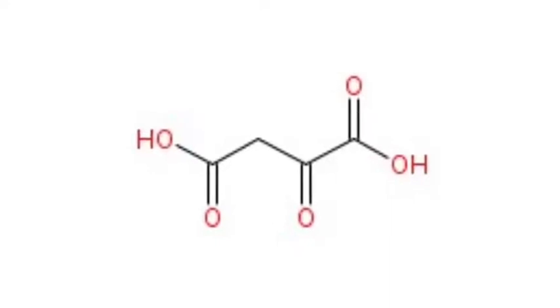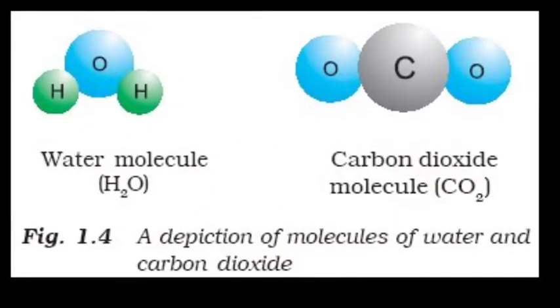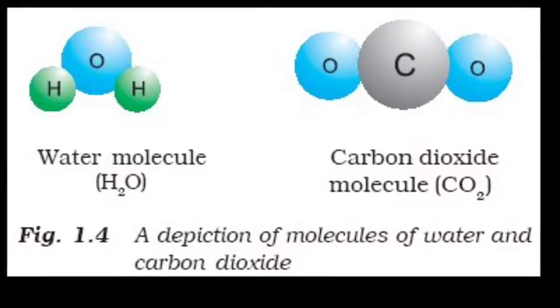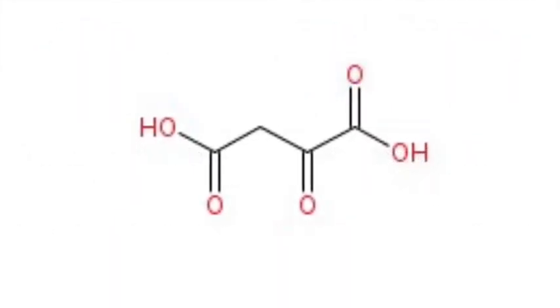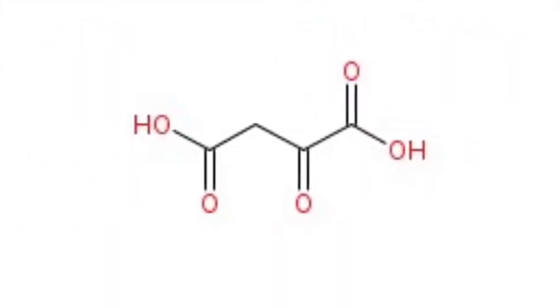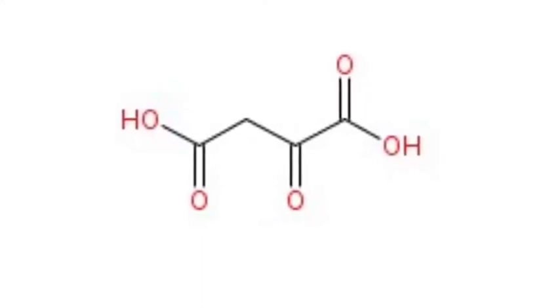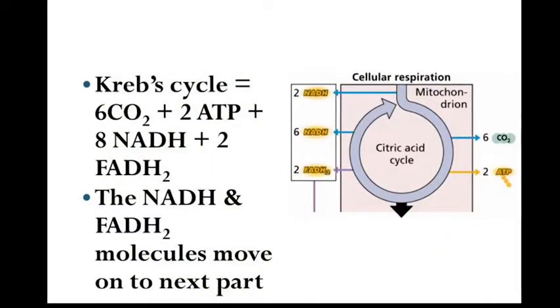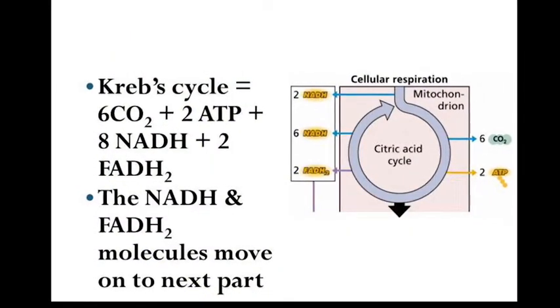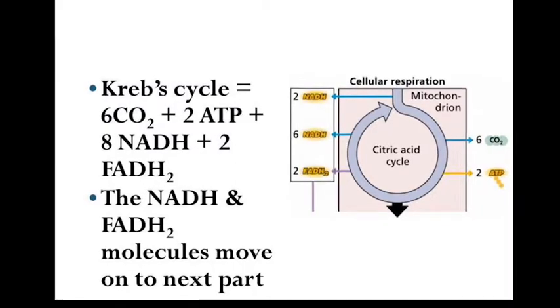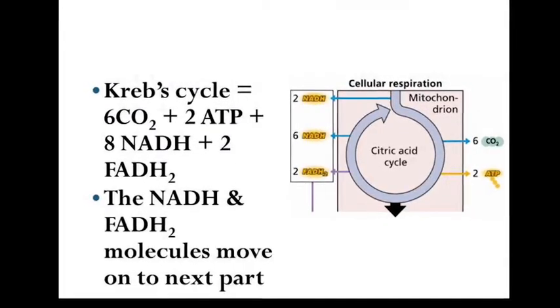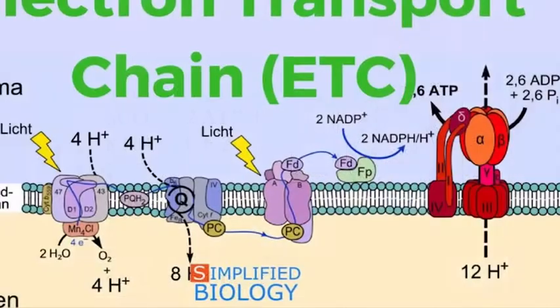oxaloacetate. All carbons and hydrogens in pyruvate ultimately end up as carbon dioxide and water. It is called a cycle because oxaloacetate is the starting and ending point of the cycle. Because 2 pyruvate molecules enter the mitochondria, the cycle completes 2 rotations. A net of 8 NADH, 2 FADH, 2 ATP, and 6 CO2s are produced.